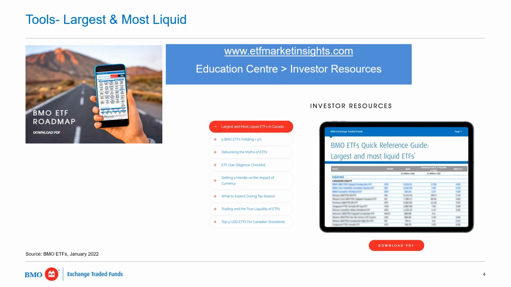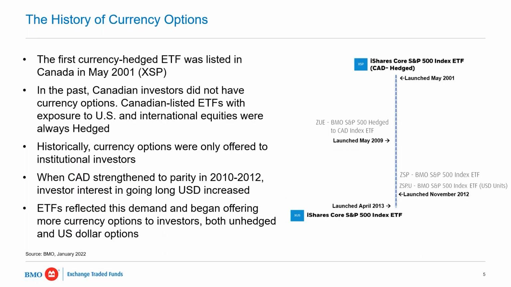We also have our BMO ETF roadmap. This is a great tool to sort out all the BMO ETFs and to see every single ticker in kind of a one place, really organized view sorted by equities and fixed income. If you're looking for a specific ETF, that is a great resource as well.